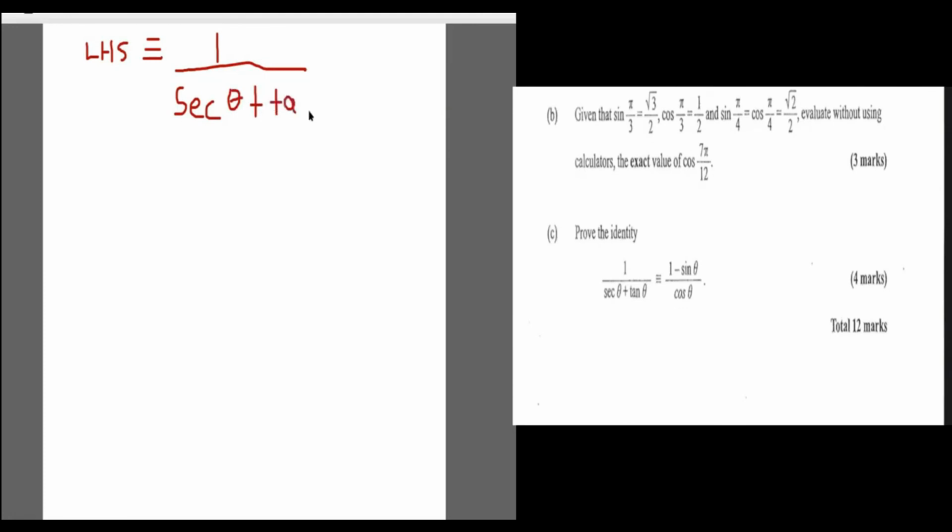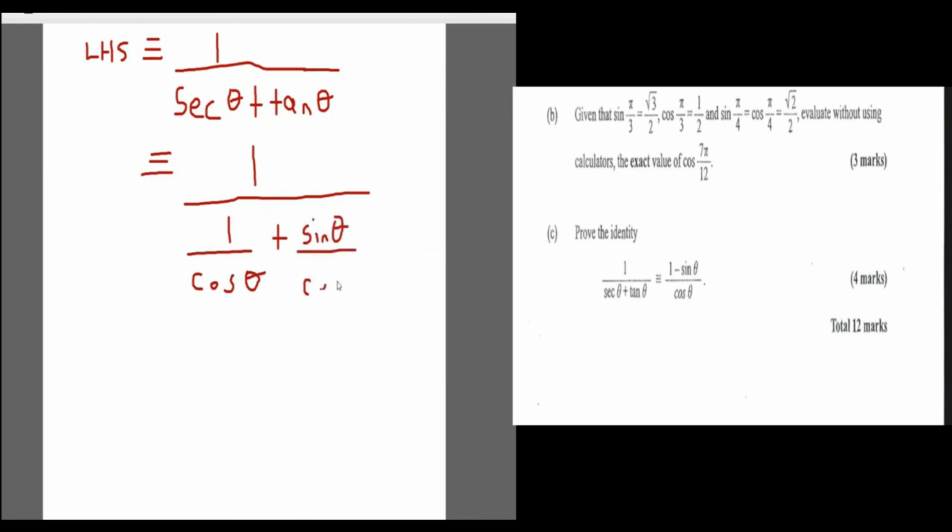All right. Now the first thing that should pop out to us is that sec theta is 1 over cos. You have to remember that sec theta is 1 over cos theta. That's the first thing. Plus, what is tan theta? Tan theta is sine theta over cos theta. All right? So this is what we have.